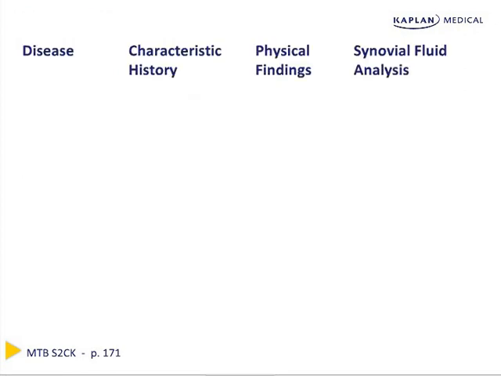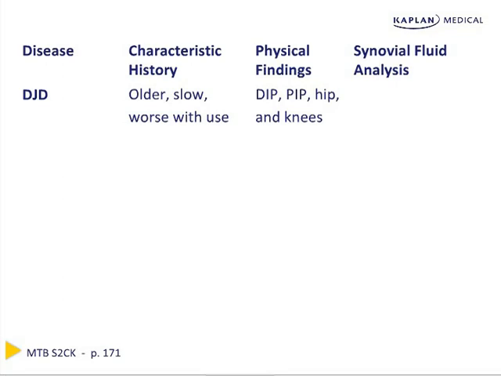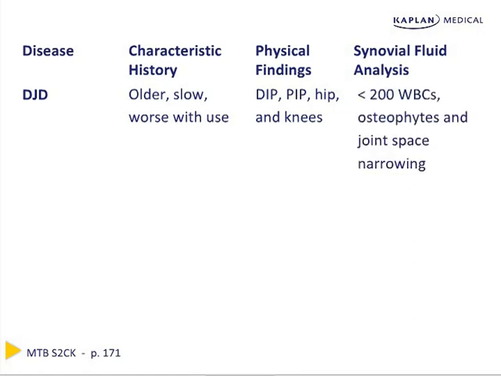Now I'd like to review all the joint diseases with you. Degenerative joint disease, in terms of history, will present as an older patient, slowing down and worsening with use. Physical findings will show involvement of the DIP, PIP, the hips, and the knees. Synovial fluid will show less than 200 white cells, osteophytes, and joint space narrowing.